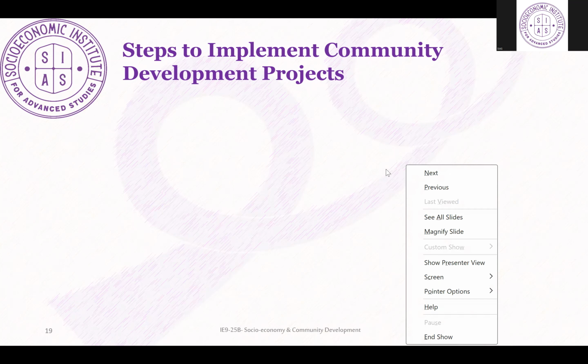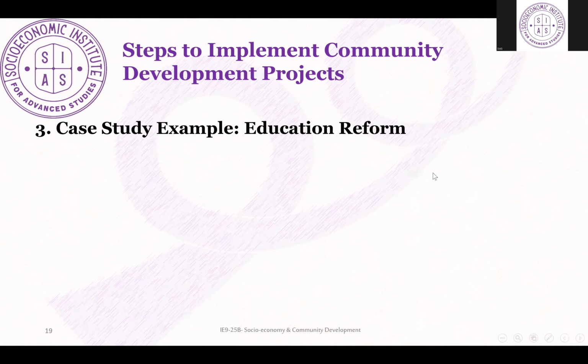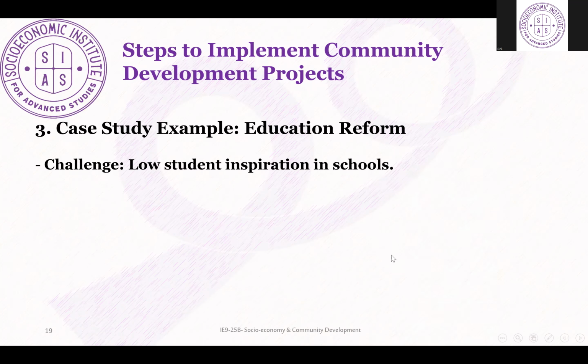So we stopped here last time, and we were talking about the class of socio-economy and community development as part of the MSc for Inspiration Economy. Last time we mentioned that we need to see how case studies can work for solving socio-economic problems, at the same time improving the inspiration in the community. One of the examples will be the education reform.